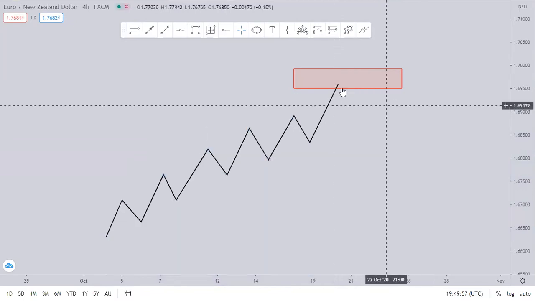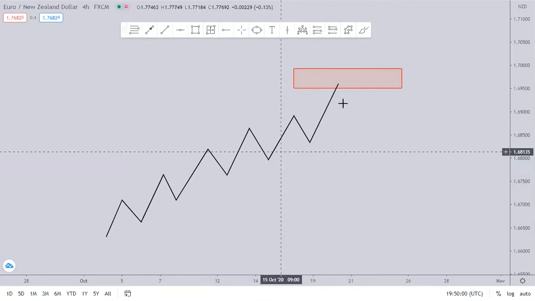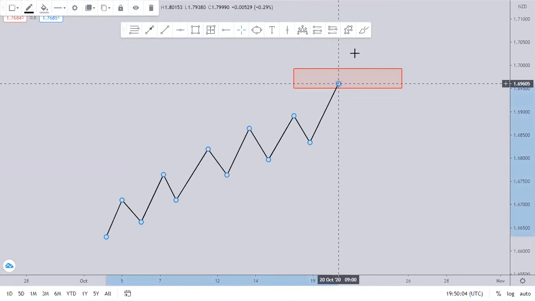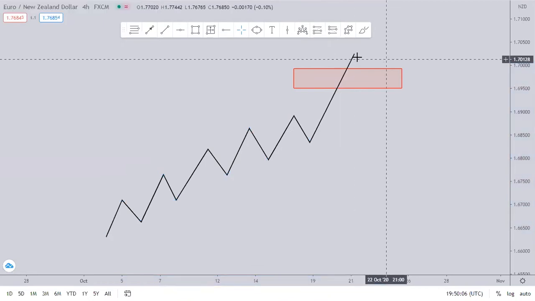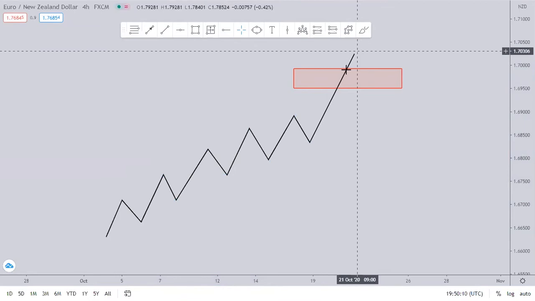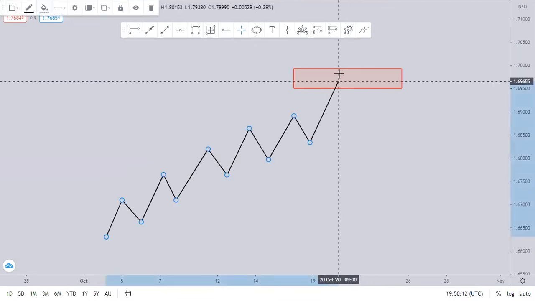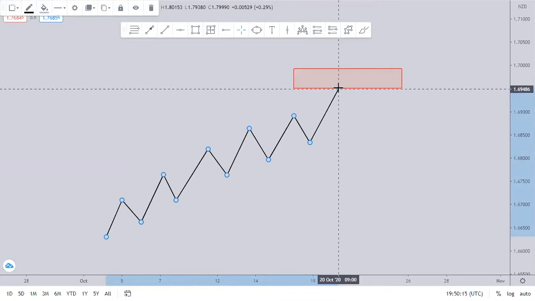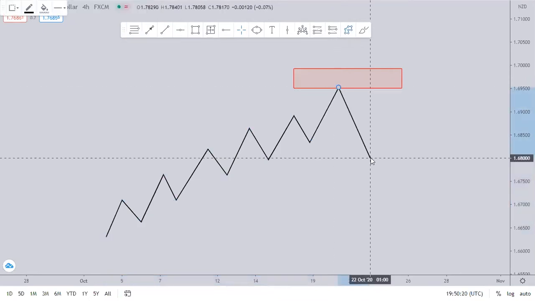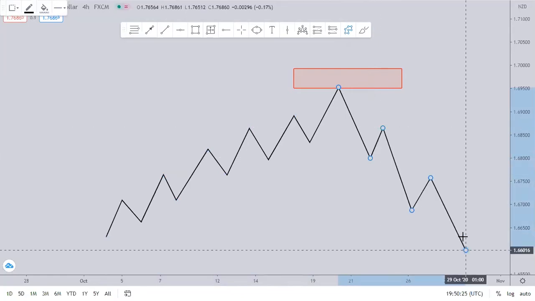Now, when we say price has respected an order block, what does it mean? It means that price was not able to trade above the order block like this. Or should I say it wasn't able to trade beyond the order block like this, but rather got rejected either within the order block or at the bottom of the order block, and then it started to move down. This is a bearish order block.